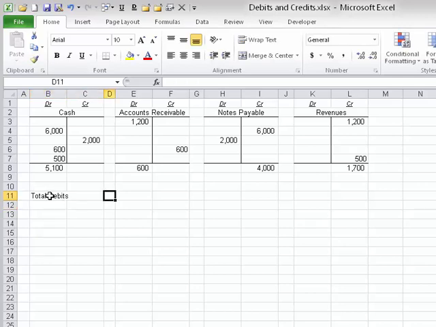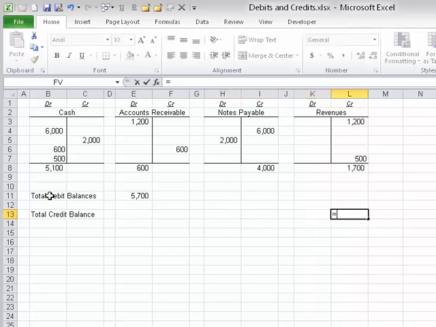Total debits. Now the way I want to do this is say total debit balances is equal to 510 plus 600. Now it should balance. I'm going to say total credit balance because every transaction had an equal debit and credit. We'll show it as a credit over here. So you can see this helps prove that our debits always equaled our credits.